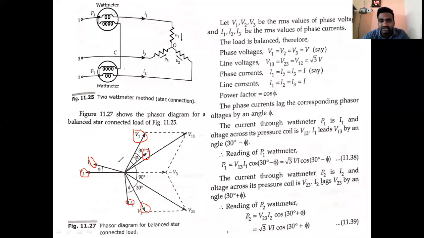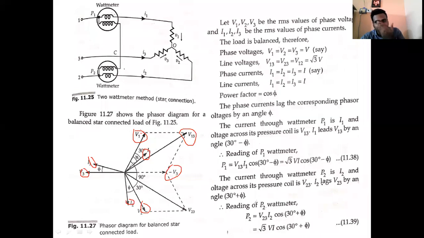And the line voltages, what will be the behavior of line voltages? Voltage flowing between line 1 and line 3 is V13. That is nothing but a resultant. V13 is the voltage between line 1 and line 3. In between V1 and V3, we have drawn V13. And the voltage between lines 2 and 3, V23, is drawn here.